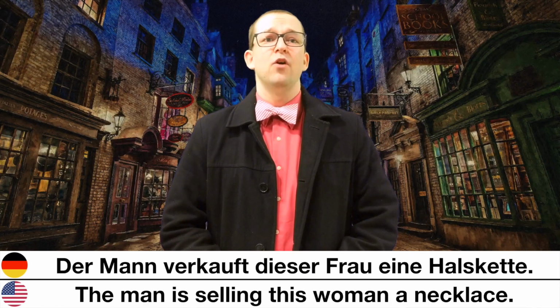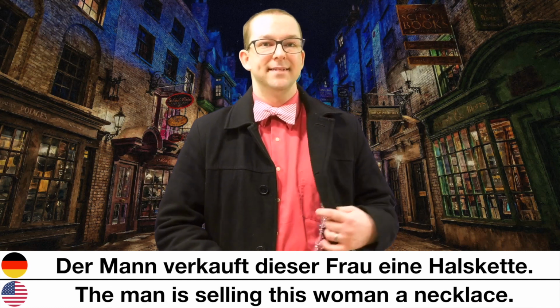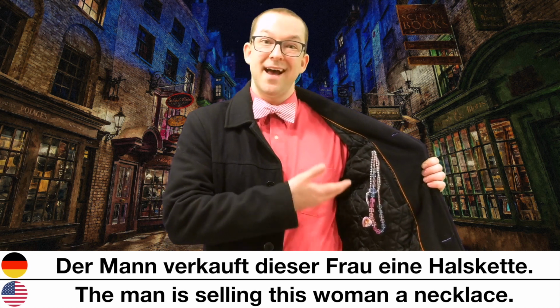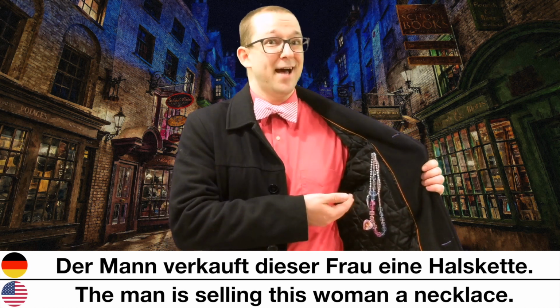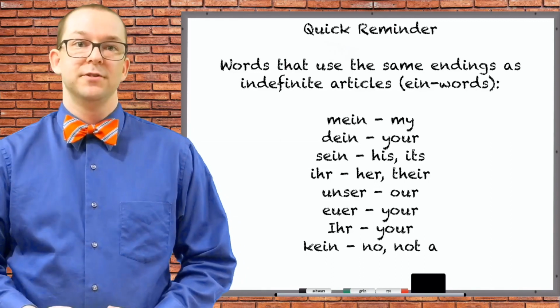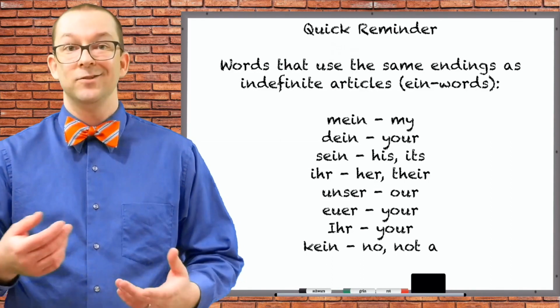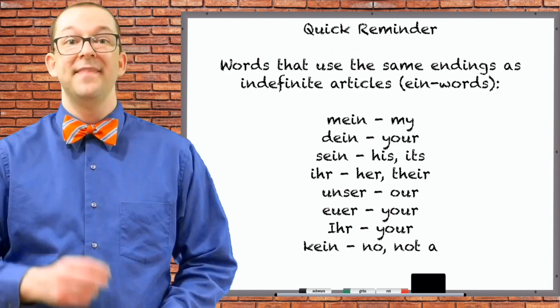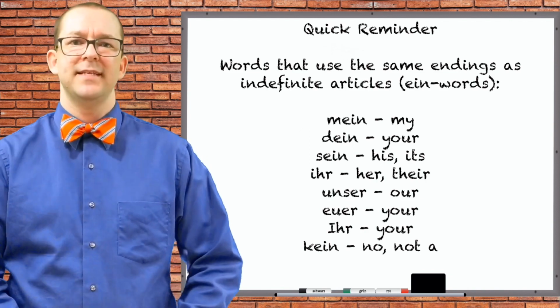Der Mann verkauft dieser Frau eine Halskette. The man is selling this woman a necklace. Eine schöne Halskette für eine schöne Dame. Also, the possessive articles, such as mein, dein, and so on, those use the same endings as the indefinite articles, and the negative word kein follows the same pattern.